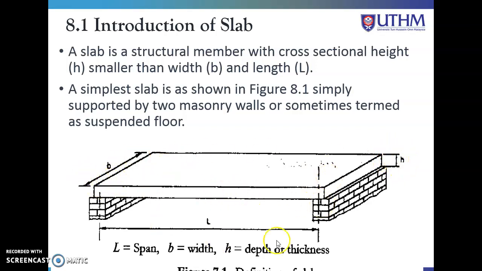Okay, so this figure shows the simplest slab, which is simply supported by two masonry wall. Okay, so this is the slab supported by these two masonry wall, ataupun sometimes they call it a suspended floor.